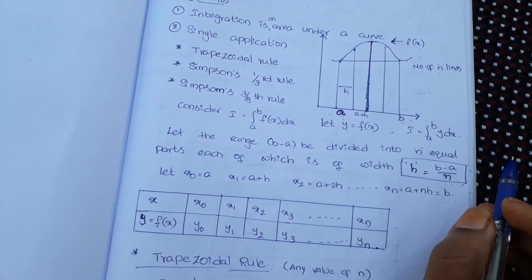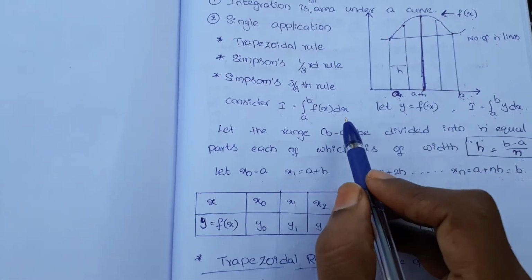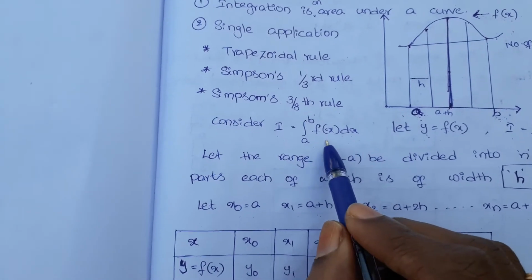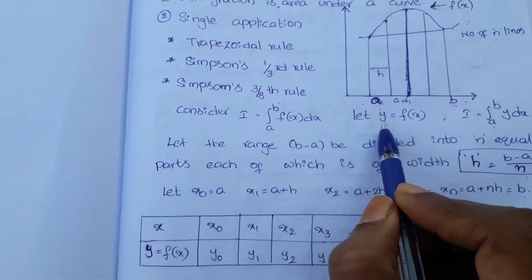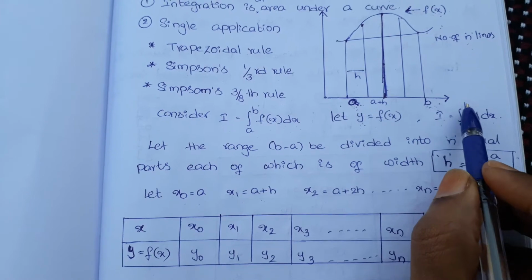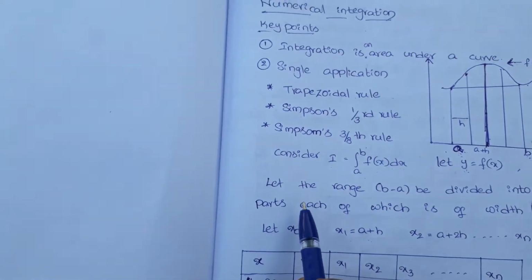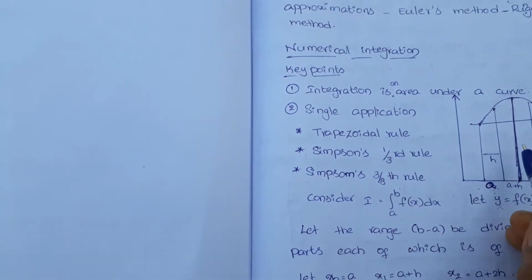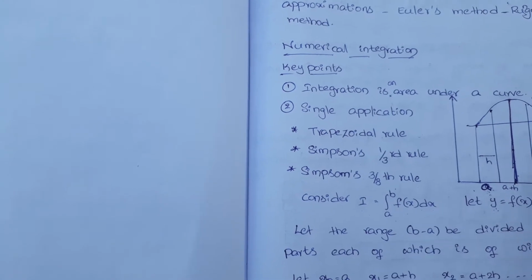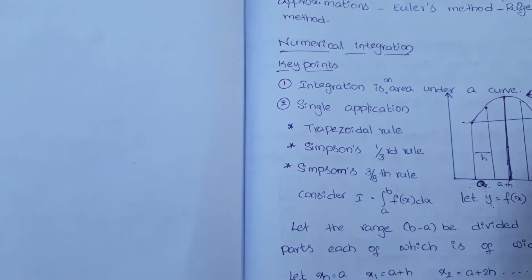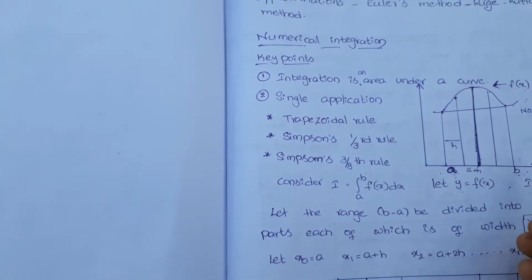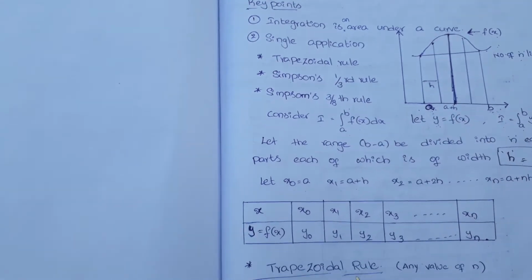Let y is equal to f of x. That means the function f of x is represented by small y. Then I is equal to integral a to b y dx. So first we find how to find the integral value of the function f of x between the limits by using the trapezoidal rule.